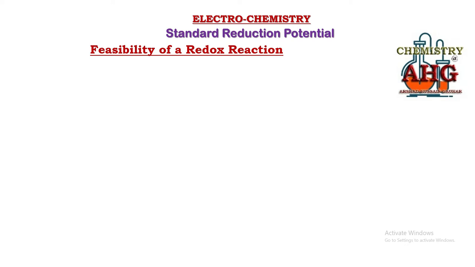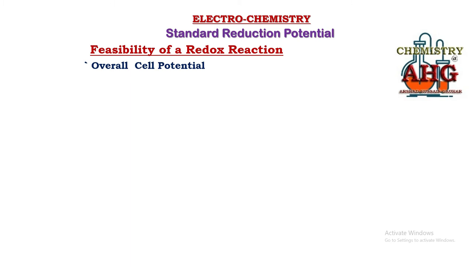And a feasible reaction can be of two different types. Number one, a feasible reaction may be spontaneous or non-spontaneous. What is a spontaneous reaction? Whenever a reaction can take place quickly, it is known as a spontaneous feasible reaction. And if a reaction is taking place slowly, at a slow rate, it is known as a non-spontaneous feasible reaction. Now, how can we decide about the feasibility of a redox reaction?